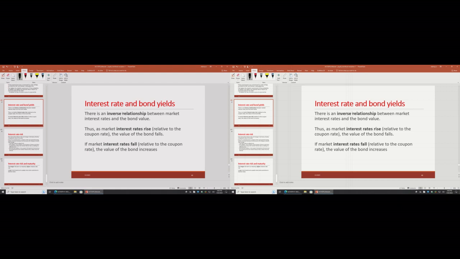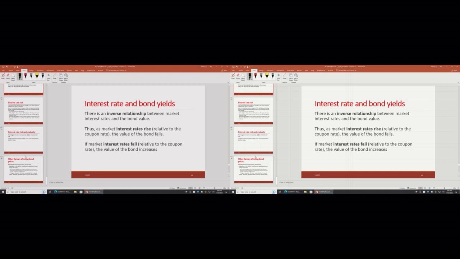So anytime you observe in the real world that there is an interest rate increase, the price of the bond will drop immediately. That's a very important issue here. The interest rate and the bond price or bond value will have an inverse relationship. That's the key point I want to highlight.